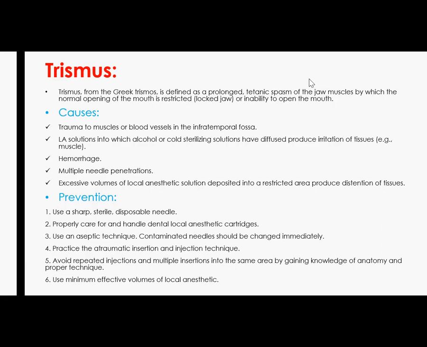And the second thing is to properly care for and handle dental local anesthetic cartridges. You know, the dental local anesthetic cartridge should be used well within the expiry date. It should not be allowed to get contaminated with other solutions. In the olden days, in order to keep it clean, they used to immerse all the dental local anesthetic carpules in alcohol. If you are immersing it in alcohol, it has to be cleaned thoroughly before you start using it in a local anesthetic syringe. Otherwise, you can have alcohol contamination within the local anesthetic solution, and this can cause irritation of the nerve or the tissues around the injection. Use an aseptic technique. Okay, an aseptic technique is a sterile technique.